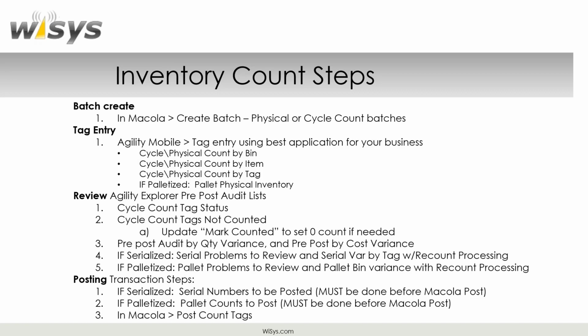And then if you are serialized and you are adjusting your serial numbers in the system, we will go into serial problems to review and the serial variance by tag, and you can reset and recount as you need to there. And then we'll go into palletize. So if you're palletized and you will be doing a pallet count, same thing. There's a pallet problems to review and a pallet variance report that we will check out. Once you are satisfied with your reporting and you go through your variance reports, and you've looked at your serialized tags if needed and pallet tags if needed, you will then post the serial numbers and then post palletized if you're using pallets before you do the Macola post.